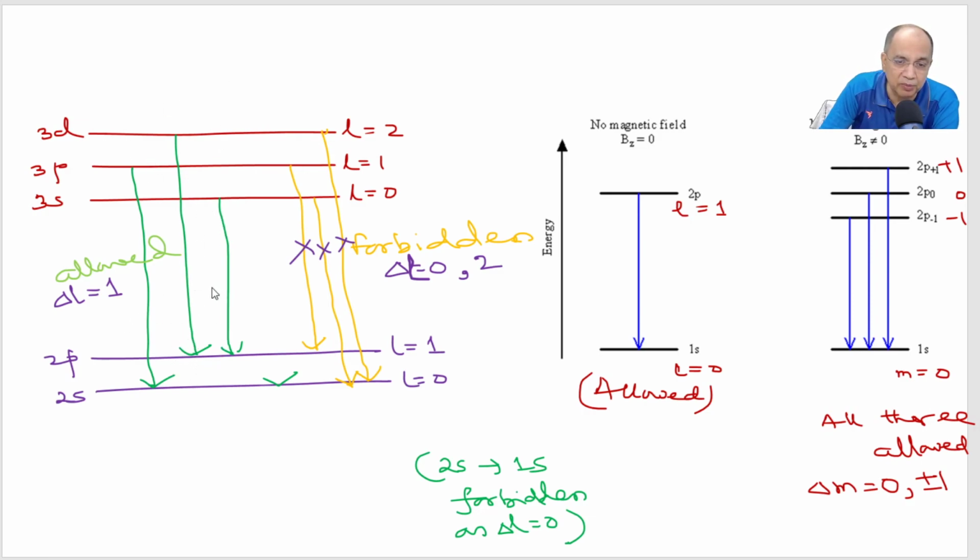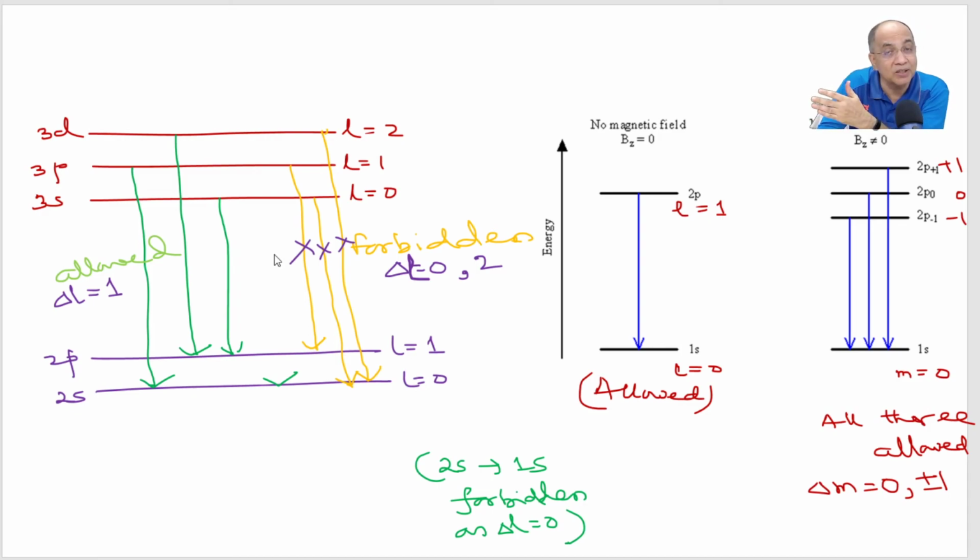These values are the same. Therefore, this and this, when delta L is 1, their values are the same. So I have taken any one, the one which has the maximum number of orbitals. I showed you there the Zeeman effect for the H alpha line: a single line splits into a triplet.